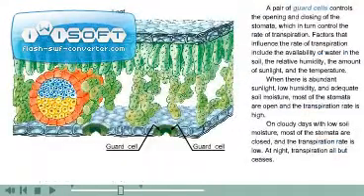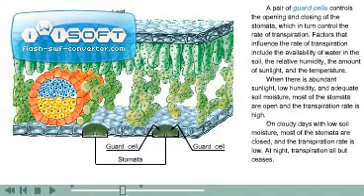A pair of guard cells controls the opening and closing of the stomata, which in turn control the rate of transpiration. Factors that influence the rate of transpiration include the availability of water in the soil, the relative humidity, the amount of sunlight, and the temperature.